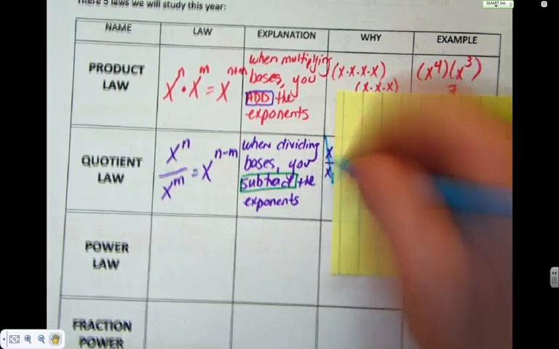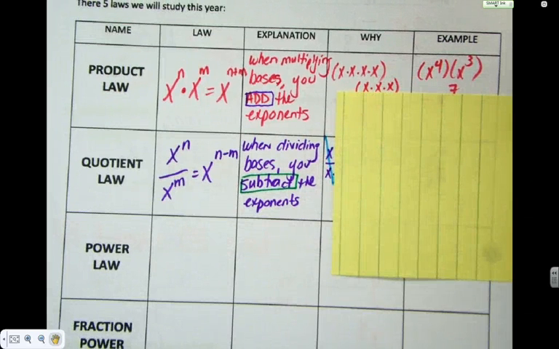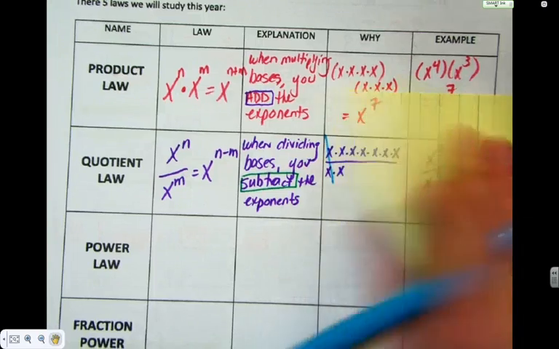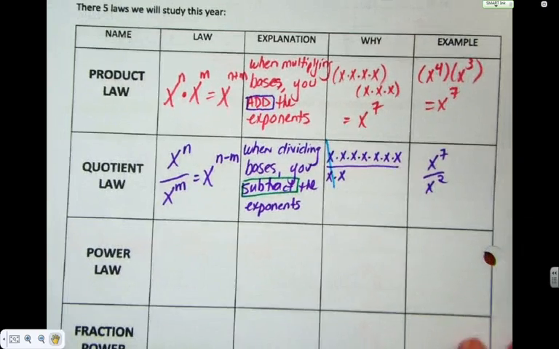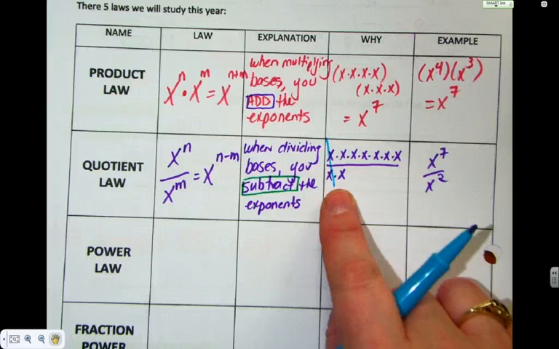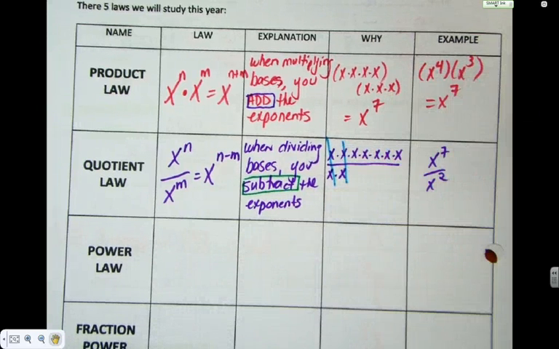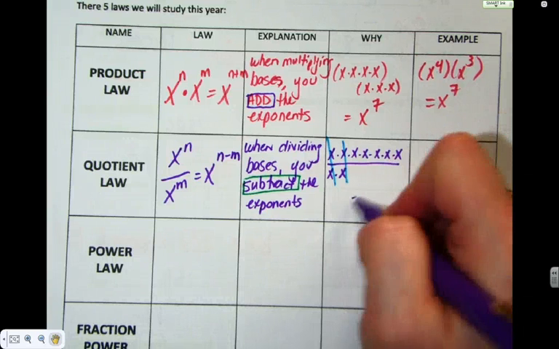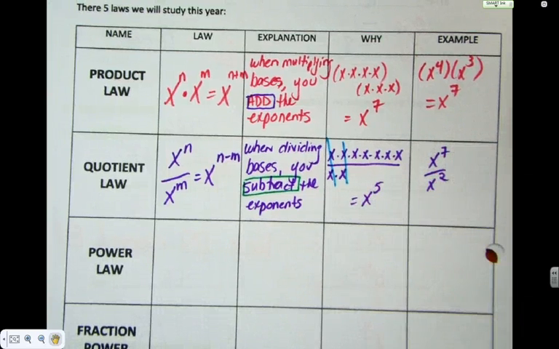So we call that canceling. We can cancel one of the x's on the top with one of the x's on the bottom because it's equal to 1. What about that second pair of x's? What's going to happen if we divide any number by itself? It's also going to cancel. So what's left on the top? How many x's do we have? That's why we subtract, because 7 take away 2 equals 5.